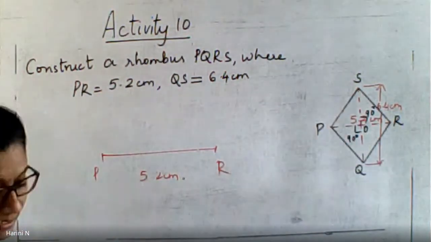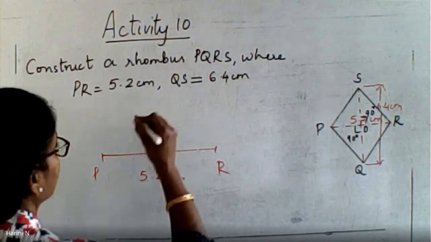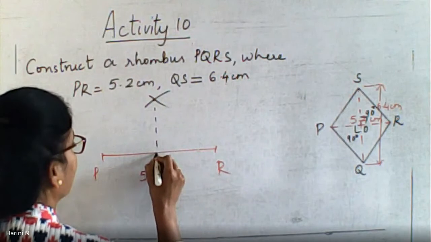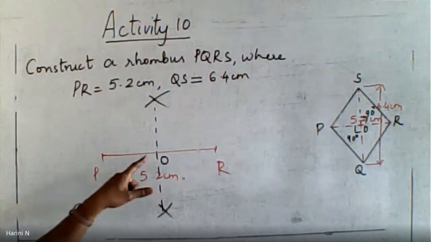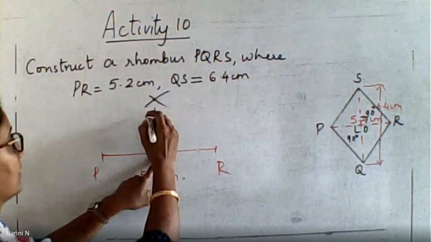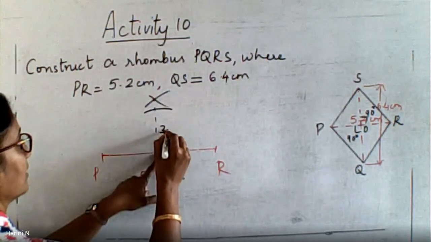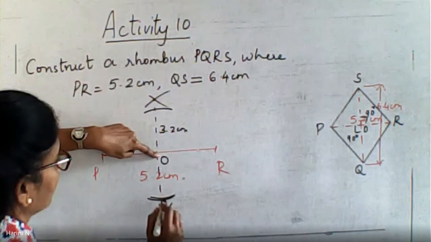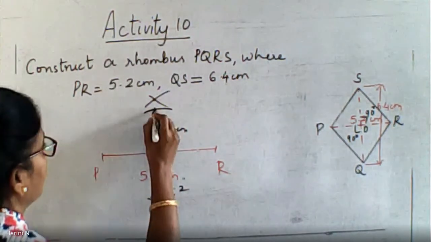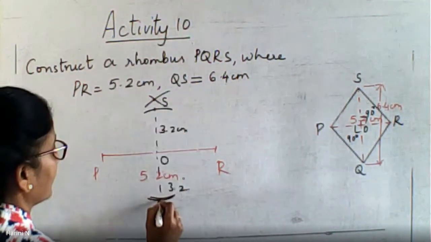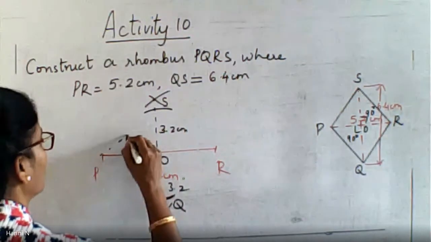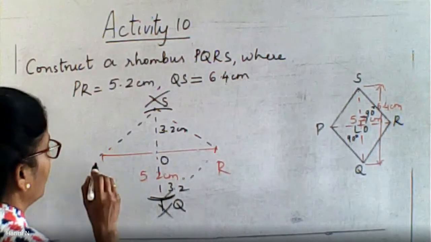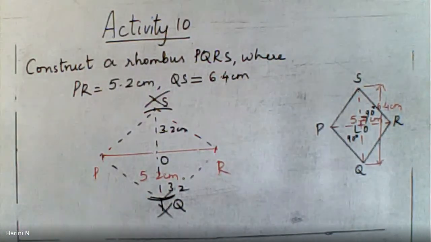So you already have your O here. The perpendicular bisector is drawn like this, you have two arcs and you join them, your O is there. So with O as center and radius 3.2 centimeters, you will cut an arc. Again with O as center, you will cut an arc here, 3.2 centimeters. So that will be your S and this will be your Q. Then you will join SP, SR, RQ and PQ. Your rhombus will be ready.